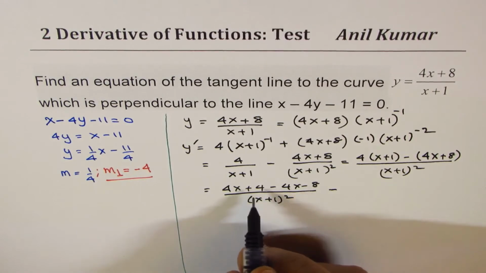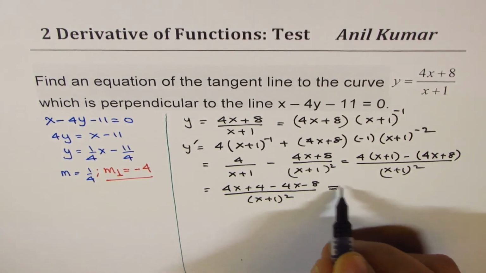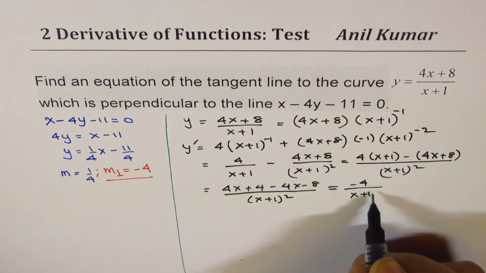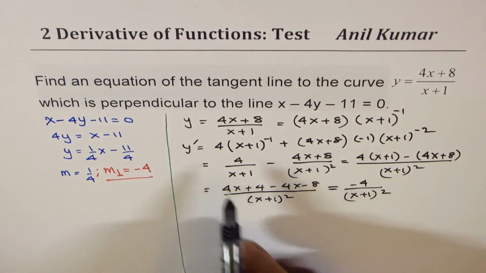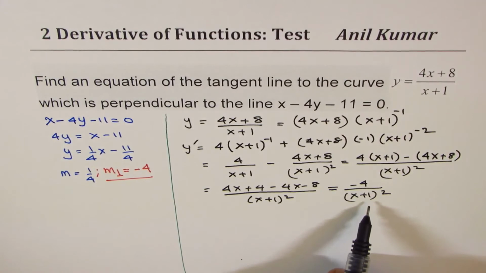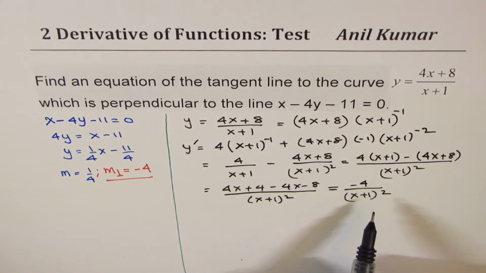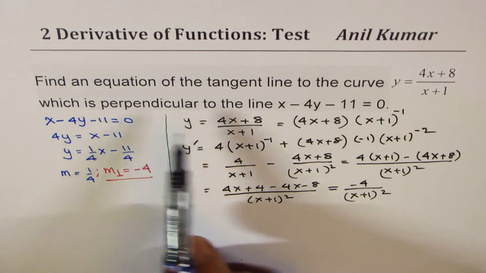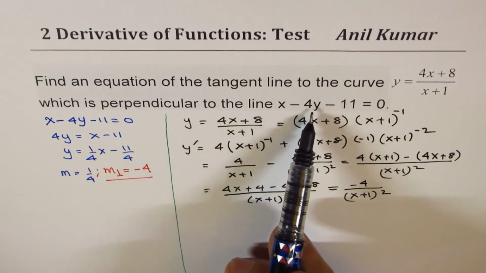4x minus 4x is 0. 4 minus 8 is minus 4. So we get minus 4 over (x plus 1) whole squared, right? So that becomes the derivative at any point. Now we need to find the equation of the tangent line to this curve, which is perpendicular to that line, correct?